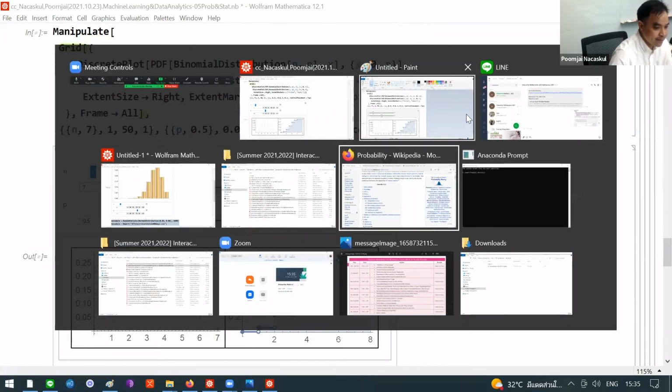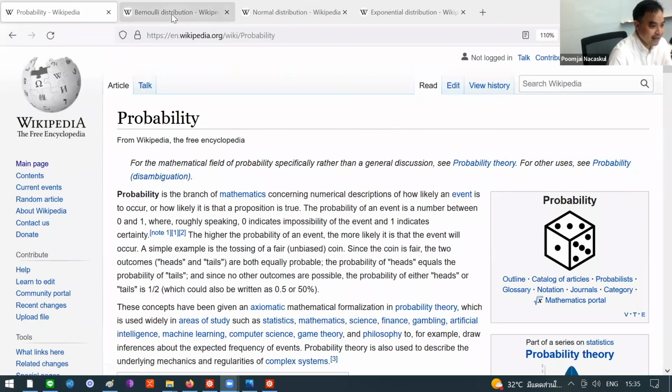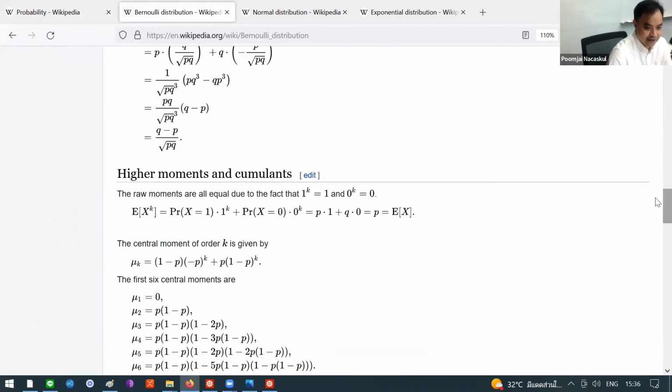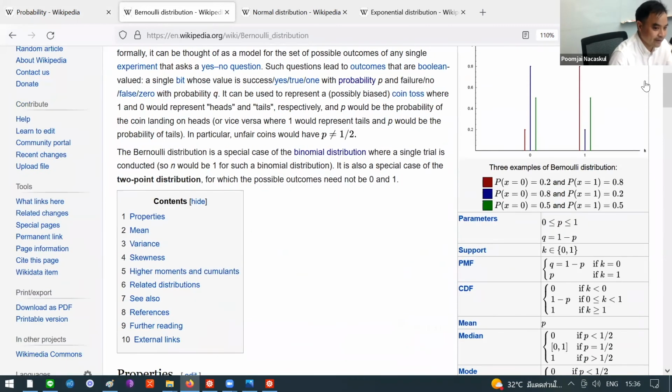Well, if you go to Wikipedia, you go to any page that has probability, say in this case, Bernoulli. Now this is going to give you exactly what I told you about, except it's not interactive because it's a static page. See this, Wikipedia tried to show you 3 cases. P is equal to 0.8, 0.2, and 0.5.